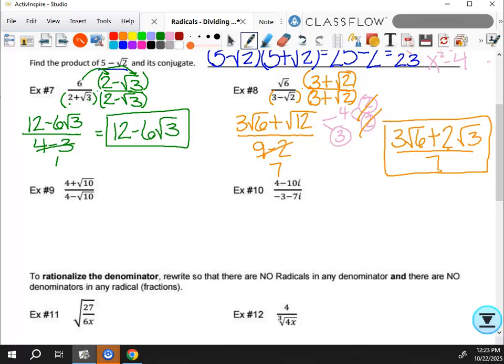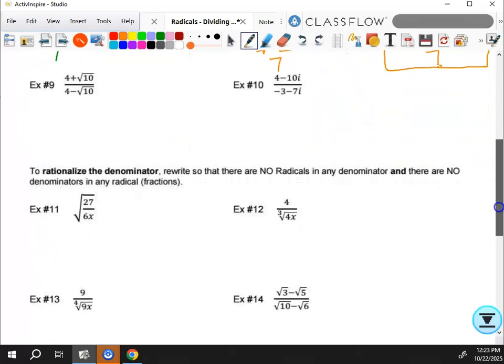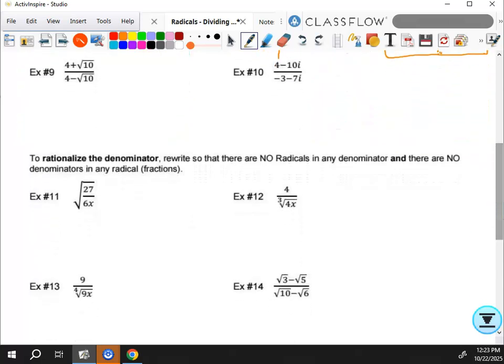Okay. So on example 9, we have basically the numerator and denominator are conjugates of each other, but we don't really care about that. Again, we only care about the denominator. That is 4 minus the square root of 10. So this has to be 4 plus the square root of 10 over 4 plus the square root of 10. I'm going to put parentheses around everything with more than one term.